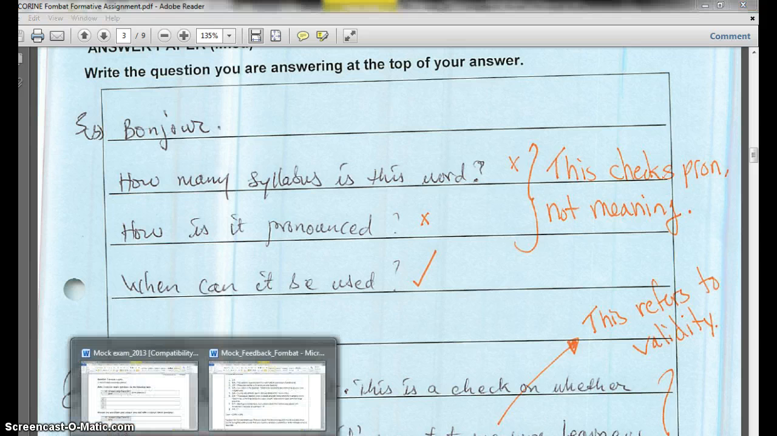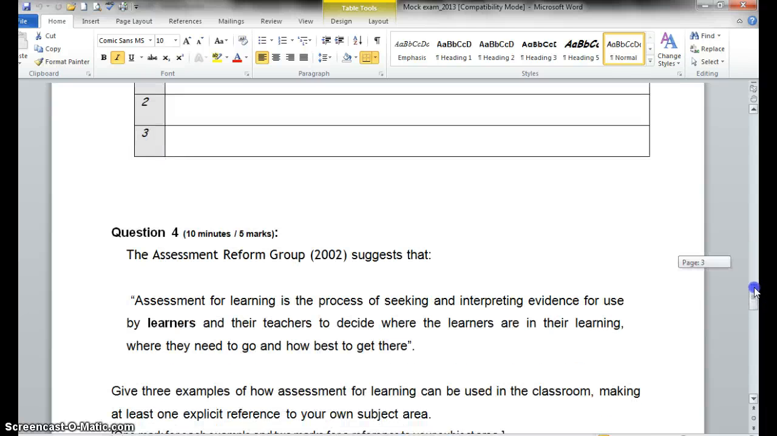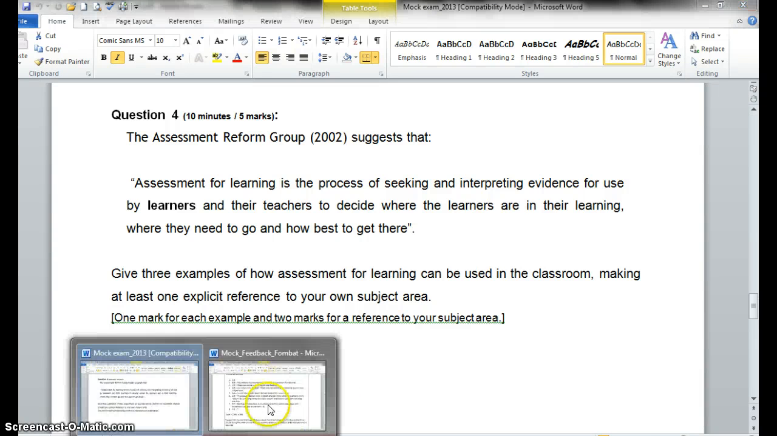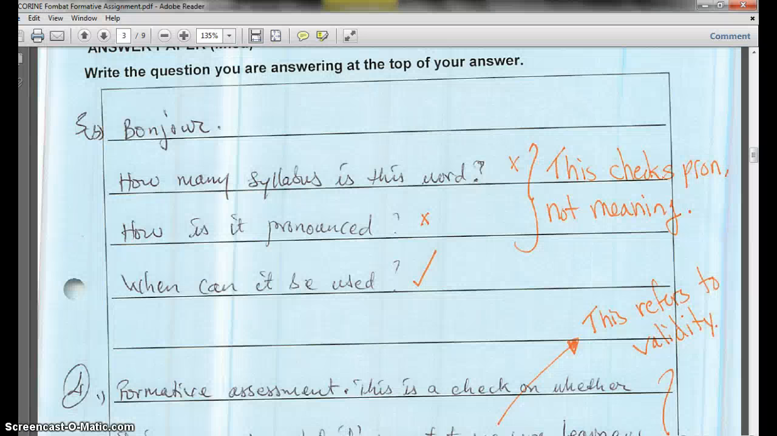Okay, let's move on to question number 4. Question number 4 was about assessment for learning. So give 3 examples of how assessment can be used in the classroom and make 1 reference to your own subject area. So you'd have to talk about 3 examples of assessment in the lessons and mention teaching French. So let's see how you did. You got 2 out of 5 for this. So let's see what you wrote.